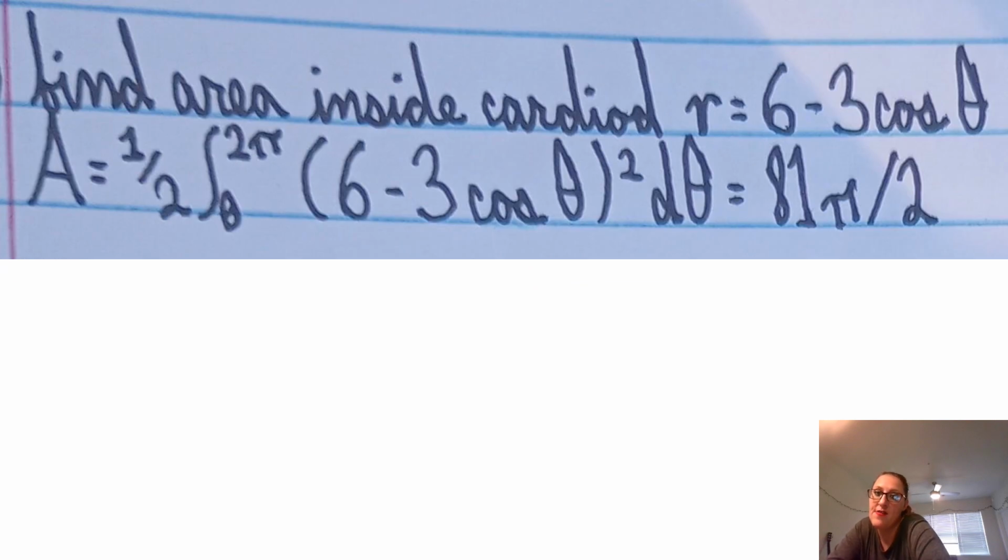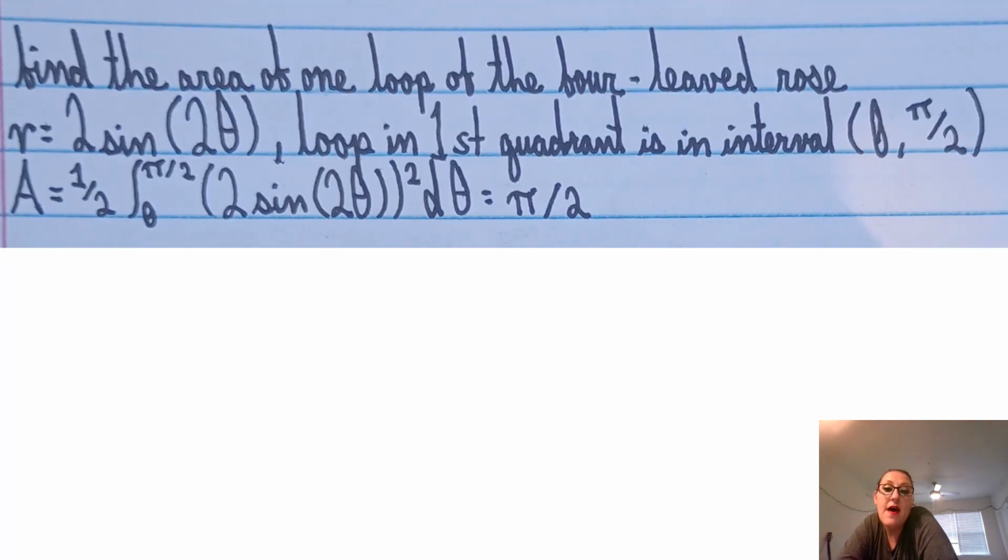Find area inside the limacon r equals 6 minus 3 cosine theta. Area equals 1/2 integral 0 to 2 pi (6 minus 3 cosine theta) squared d theta equals 81 pi over 2.